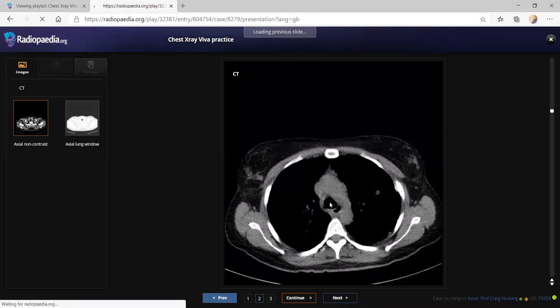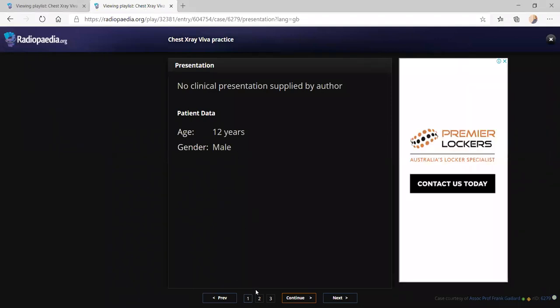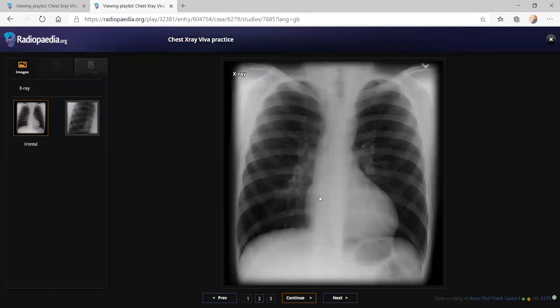Then this was a 12-year-old male. This one, actually, is an apparently normal film. So in an apparently normal film, what is your approach in a radiograph reading? And your review areas. So this is a very well-known review area: the notching, bilateral rib notching with small aortic knuckle, and the figure-three shape. So that is a coarctation of aorta.